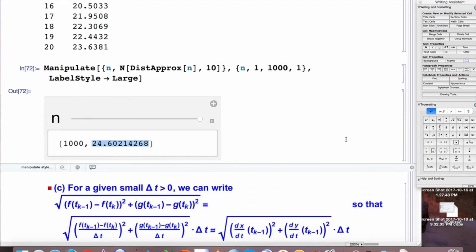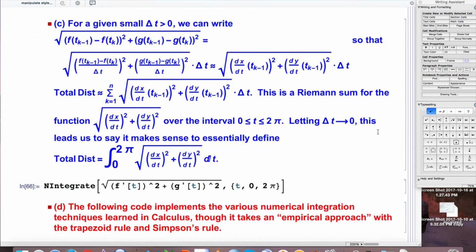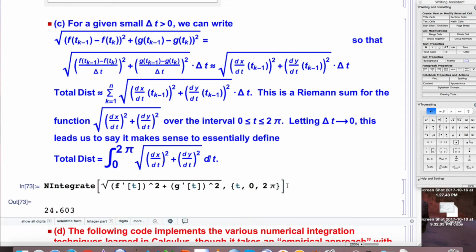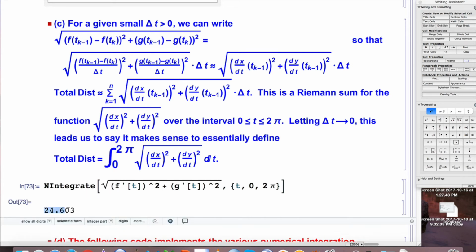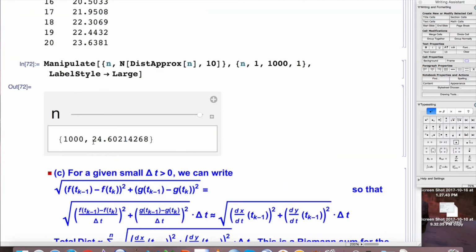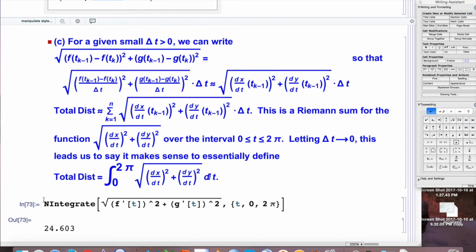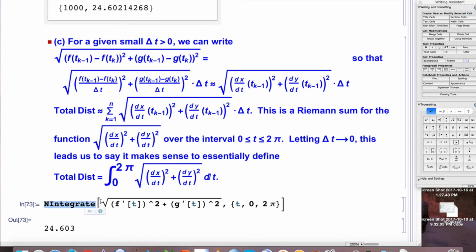Okay, 24.602. How close is that? Well, ignore this for the moment. This code gives us the best approximation to 3 places after the decimal, 24.603, NIntegrate. You can see we got 24.602 there. Mathematica is doing NIntegrate, integrating this function to give us the best approximation with some sort of internal scheme.